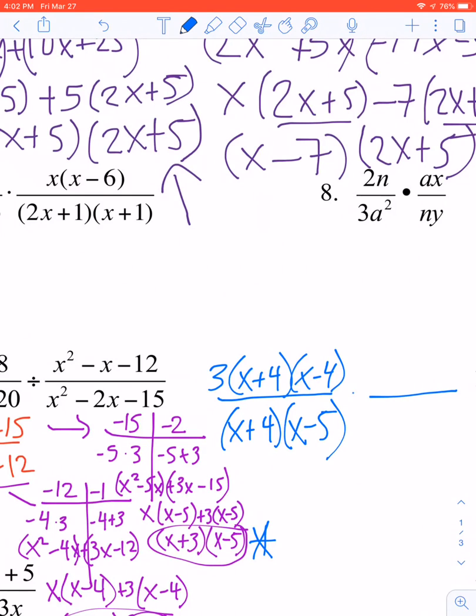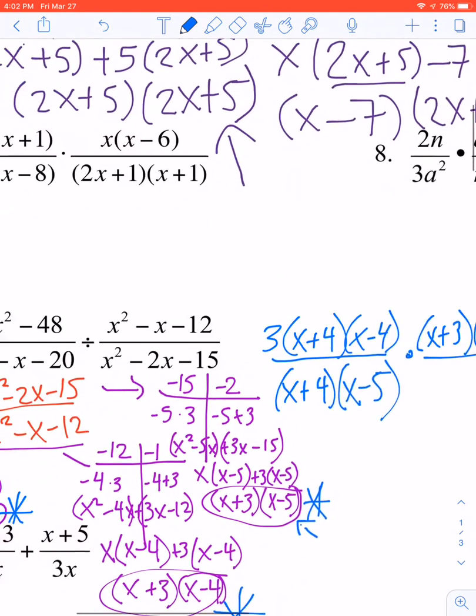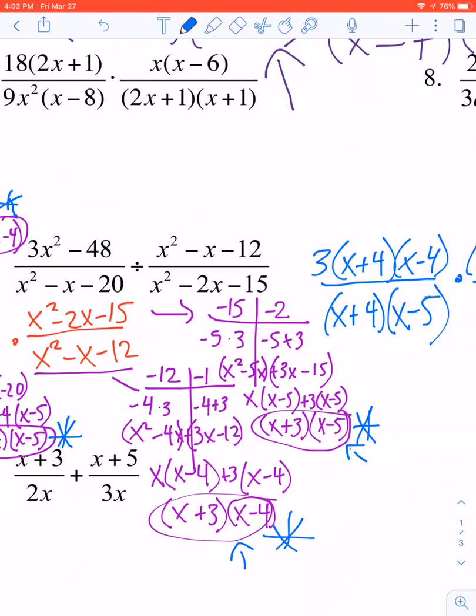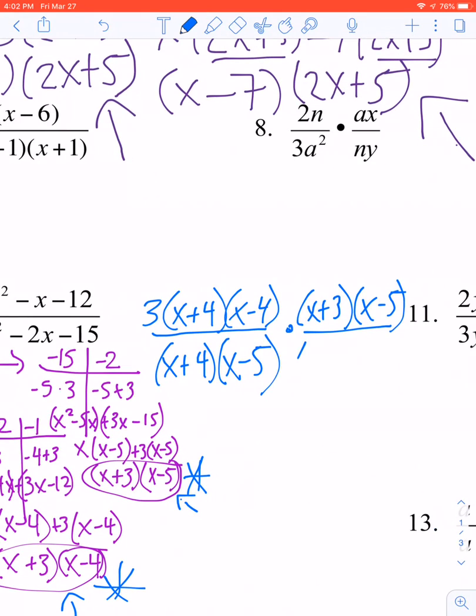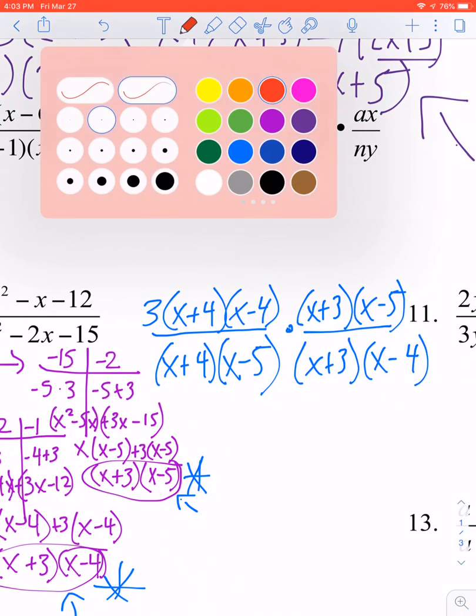Okay, and then our second fraction is going to be this right here on the top, x plus 3, x minus 5. And then this right here on the bottom, x plus 3, x minus 4. Okay, now we can start canceling some stuff out.